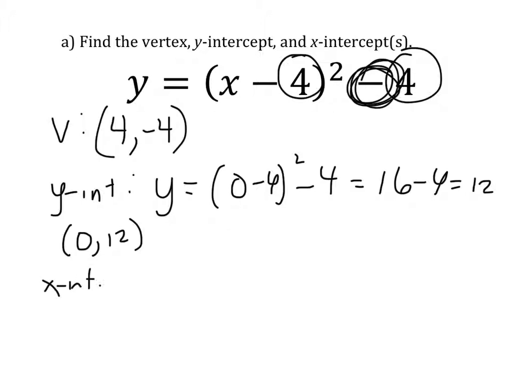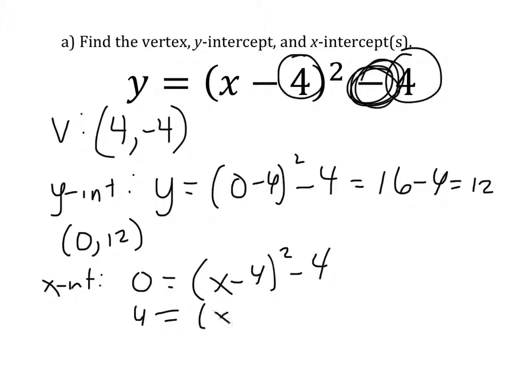X-intercept: set the equation equal to 0, meaning plug 0 in for y. I get 0 equals (x minus 4) squared minus 4. There are a couple ways you could do it. You could distribute first, but what I'm going to actually do is add 4 to both sides. Take a square root of both sides so that I get plus or minus 2 equals x minus 4. Do not forget your plus or minus.